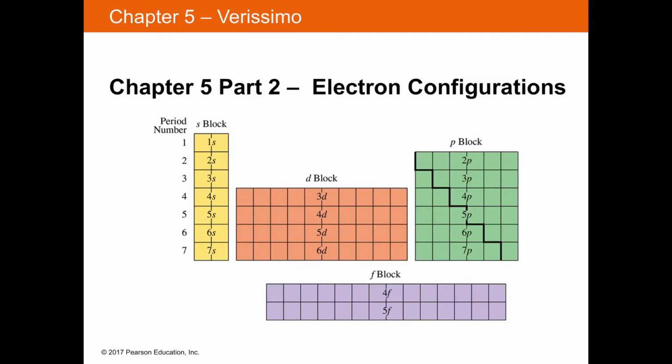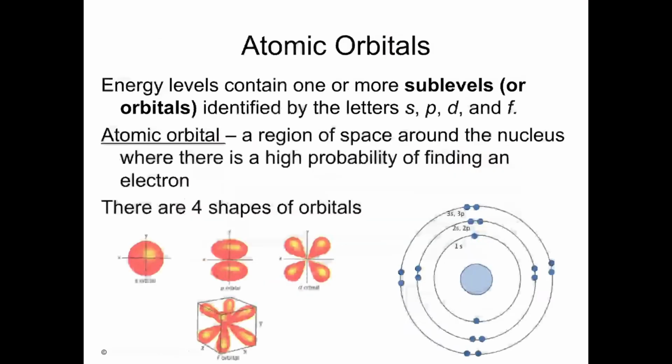Everyone, welcome to part 2 of chapter 5. Today we are going to talk about electron configurations. So we're going to look more at how these electrons are actually arranged in the atoms.